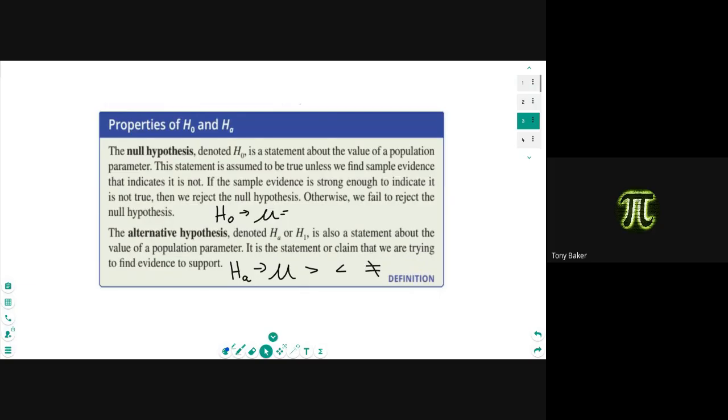So your null hypothesis is always equal to. Your alternate hypothesis is always either greater than, less than, or not equal to. It'll never be greater than or equal to or less than or equal to. It's basically supposed to be the opposite of what your null hypothesis is going to be. This is in essence the one piece we're adding.